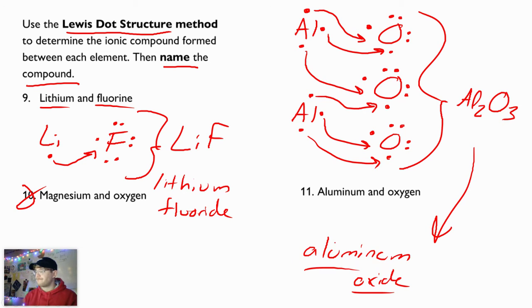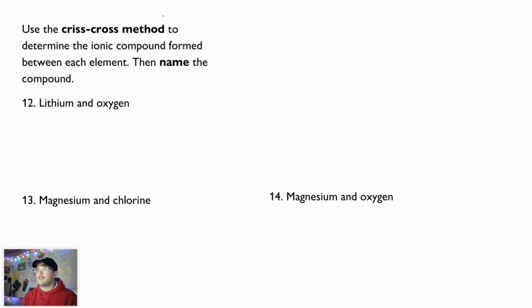All right. Crisscross method. So this is where we're using the charges. We use the charges here. So lithium and oxygen, we're looking at their charges. So we need to go back to our periodic table.